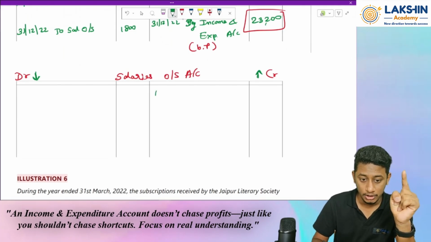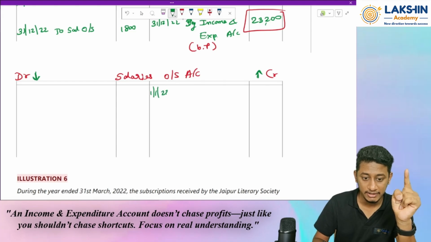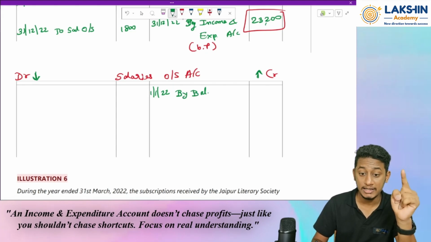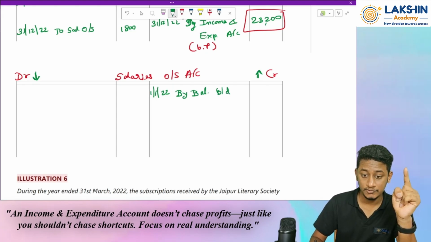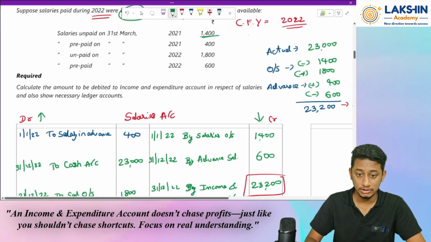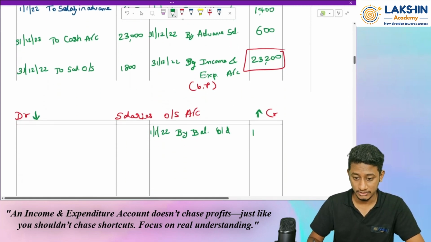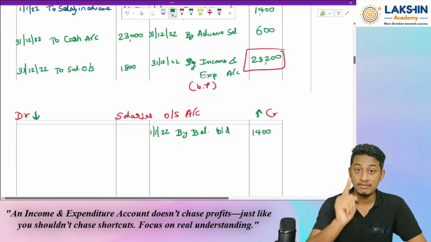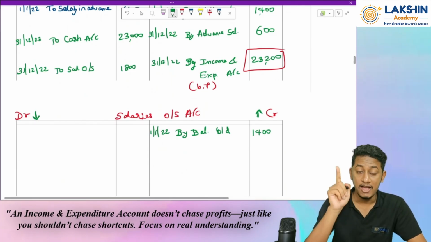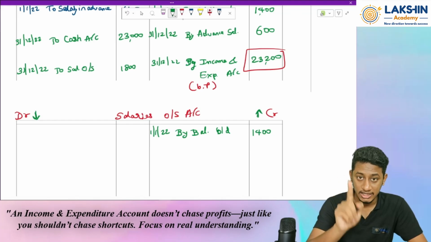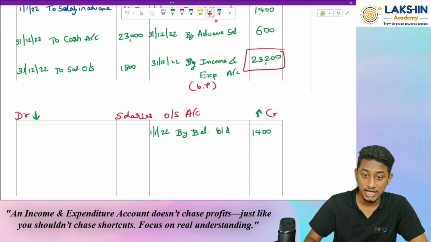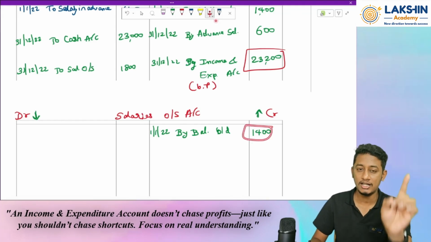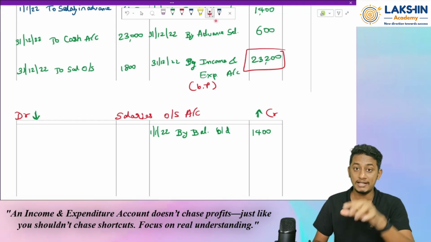So on the 1st of Jan 2022, by balance brought down. Rupees how much was it? Rupees 1,400. Rupees 1,400 is the opening balance of salaries outstanding for the current year 2022, right? So this was outstanding in the financial year 2021. I have taken it as the opening balance for 2022.